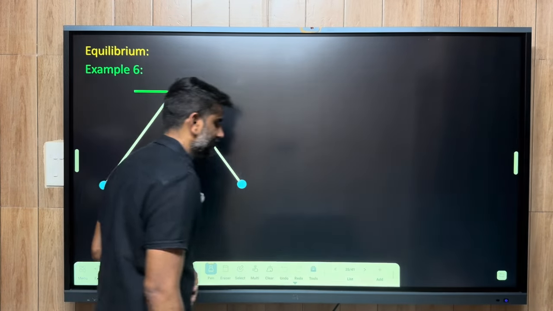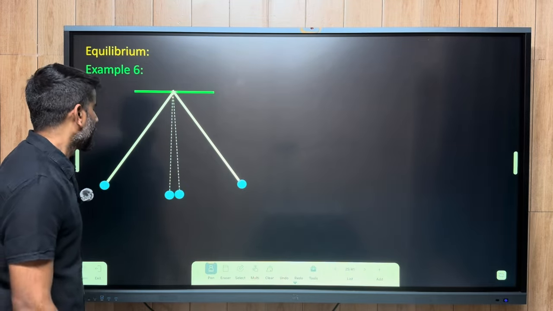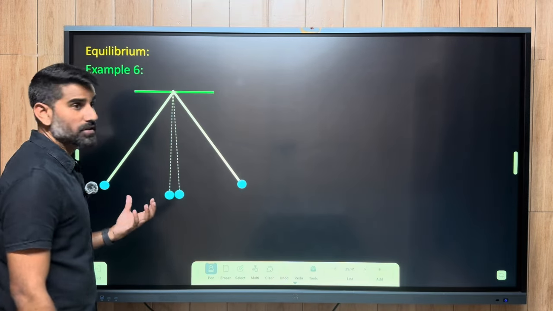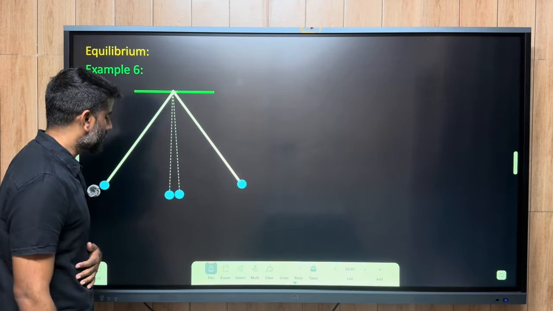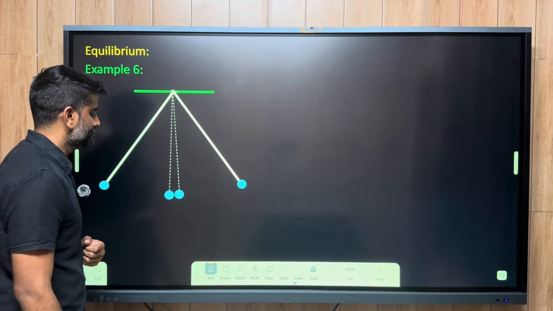Let's move on to the examples now. Okay, let's look at the first example. In this given scenario, I'm going to define the example now. In this given scenario, we have two spherical objects.